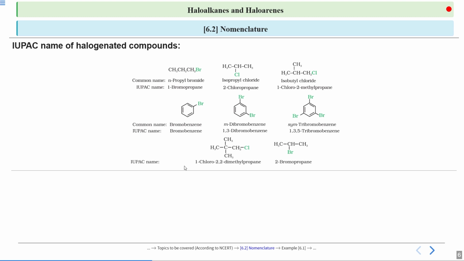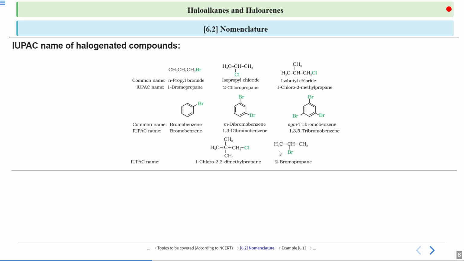Okay, so the IUPAC name will be, first of all, the halogen name and its position. So 1-chloro-2,2-dimethyl. Okay, we write the 2 twice to represent that there are 2 substituents. So 1-chloro-2,2-dimethylpropane, because in our chain we have 3 carbons. So we write here propane. The other 2 carbons you have already accounted for by writing dimethyl.